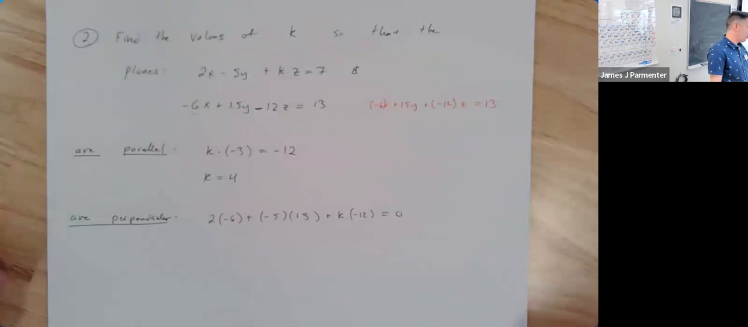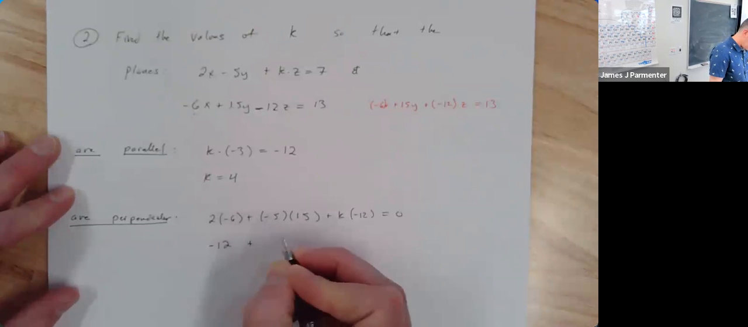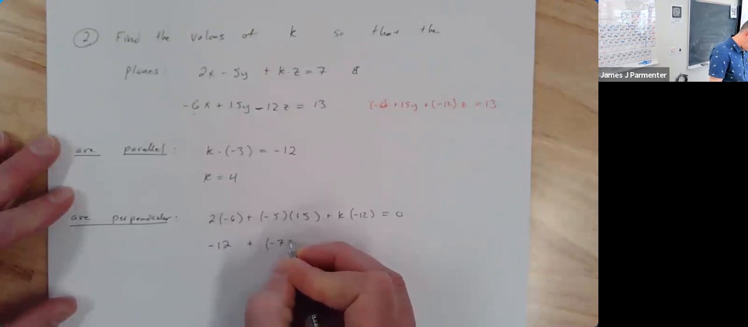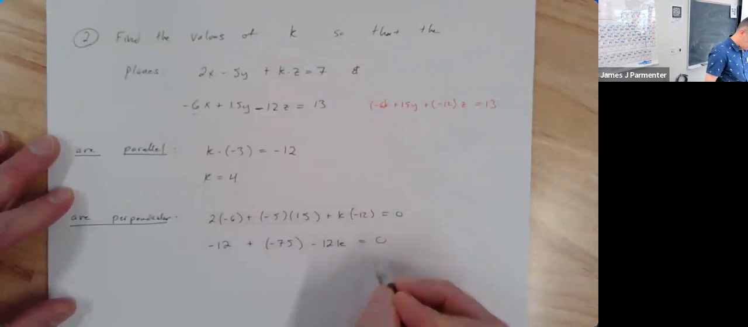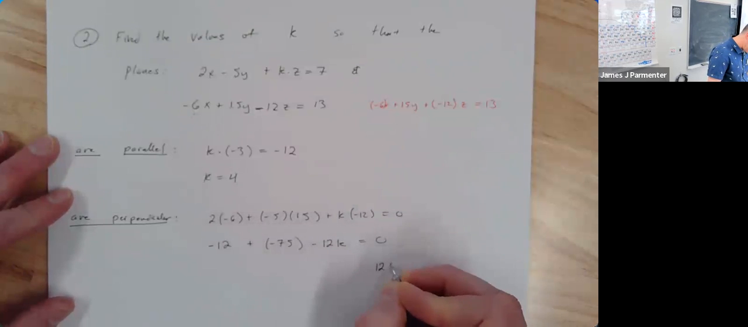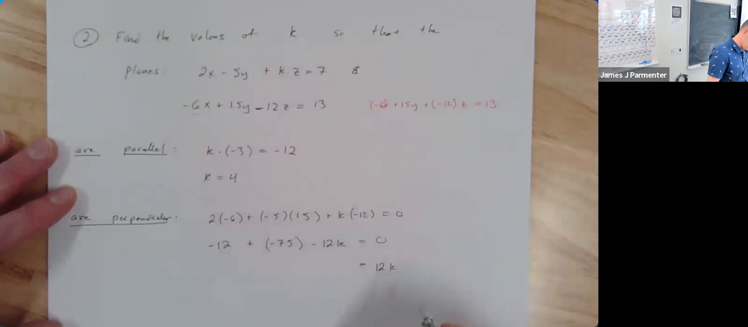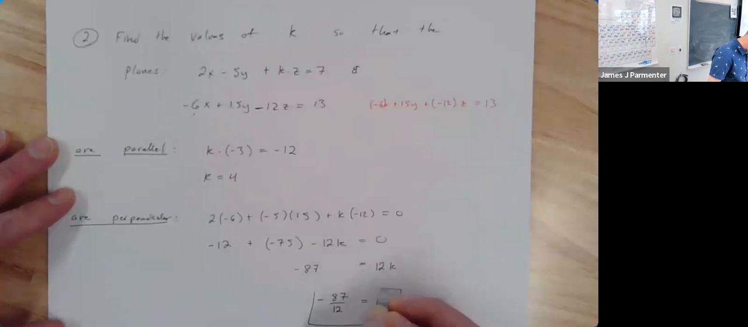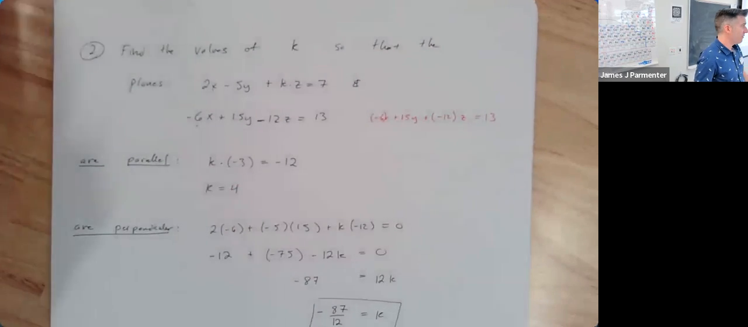Well, I can definitely do that arithmetic to solve for K. So 2 times -6 is -12. -5 times 15 is -75. And -12 times K equals 0. I'm going to add 12K to the right. And then -12 plus -75 is -87. I'm going to divide by 12 and get K equal to the not very nice number, -87 over 12. And even though that seems a little weird to me, because I don't really know this, I know I can do the math that they told me to do.